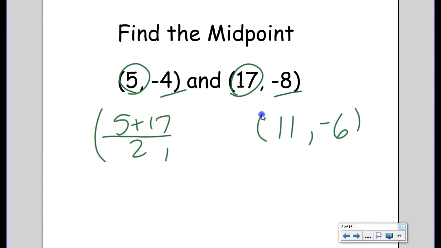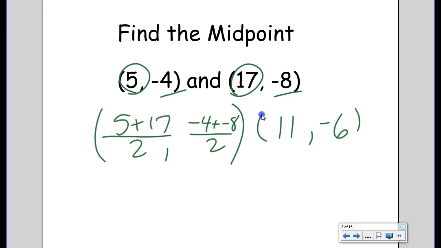Then you add your Y's. What's negative 4 plus negative 8? Calculator will tell you if you don't know. It's negative 12. Negative 4 plus negative 8. And you divide it by 2. Negative 12 divided by 2. The answer is 11, comma, negative 6.